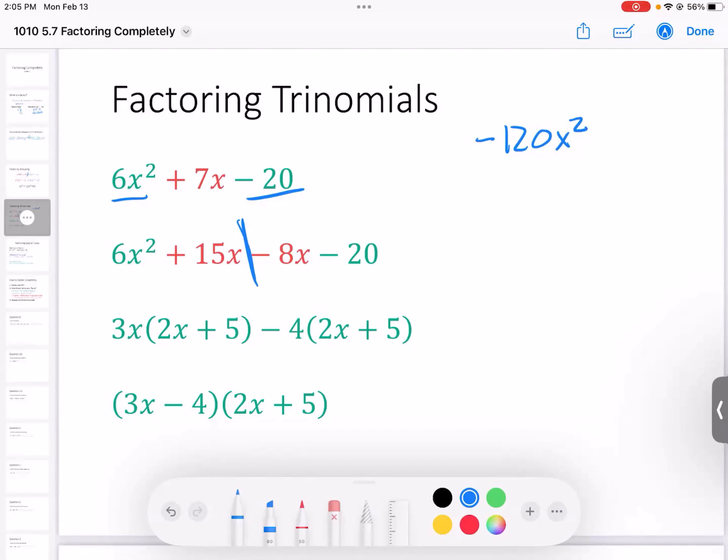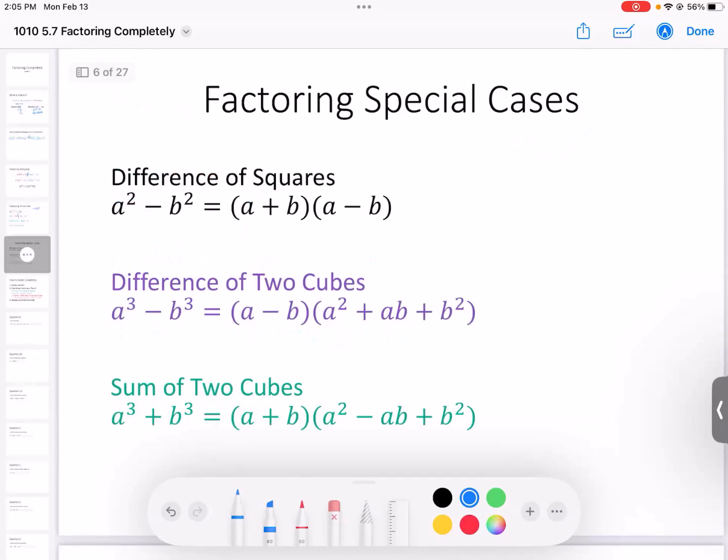Okay. And sometimes this one was kind of hard because it might take you a little while to realize that 18 times 5 equals 120. But most of the numbers should usually be pretty easy to find. And then the last thing we've learned about is how to factor special cases. So we have 3 different special cases. We have a difference of squares when you have 2 perfect squares subtracted.